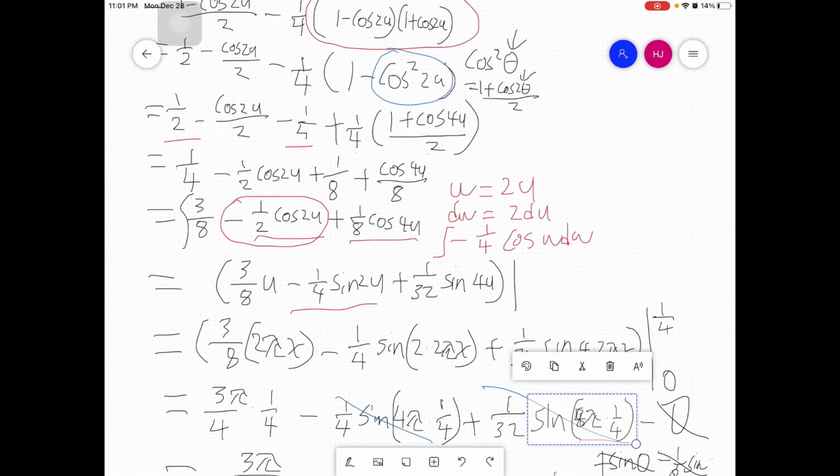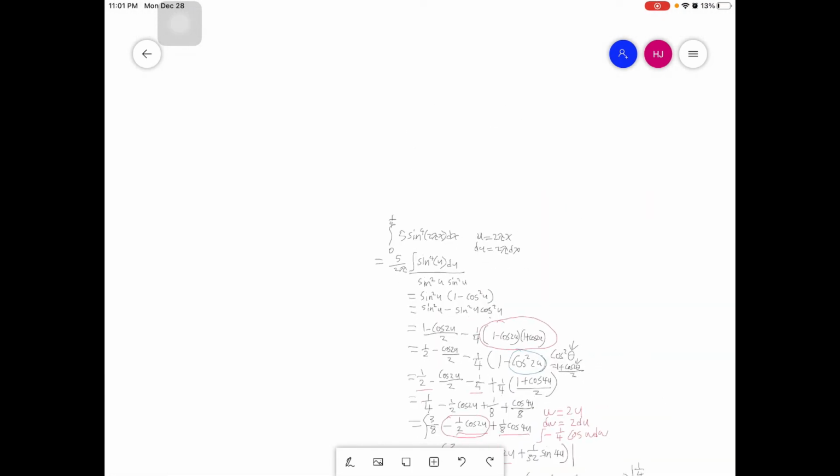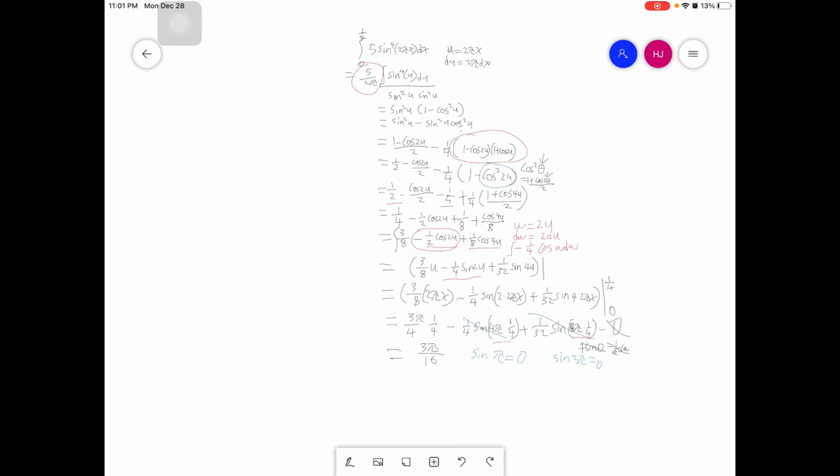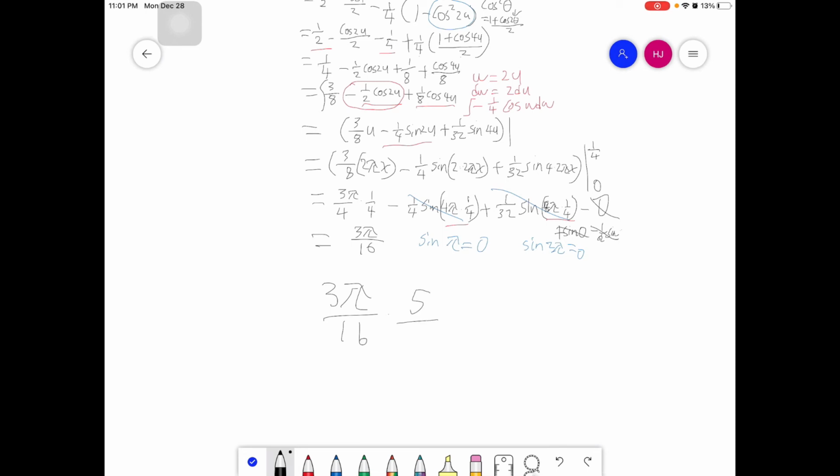But we need to remember that there's still a 5/2 pi at the front. So if we multiply it in, the final answer will be 3 pi over 16 times 5/2 pi. So it would be 15/32.